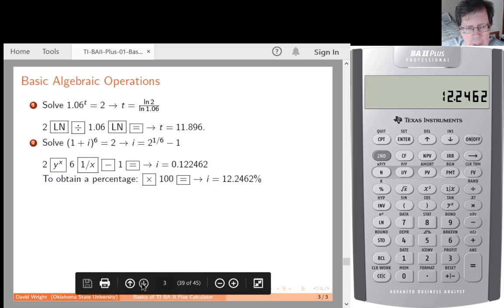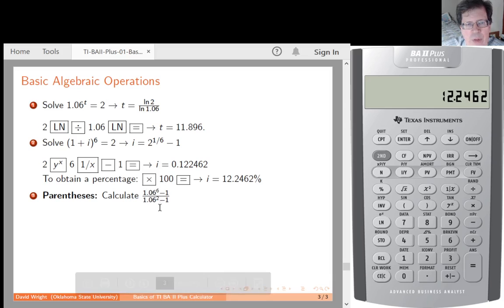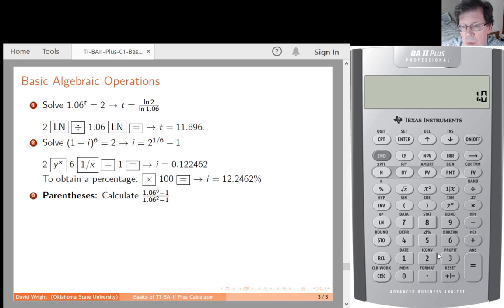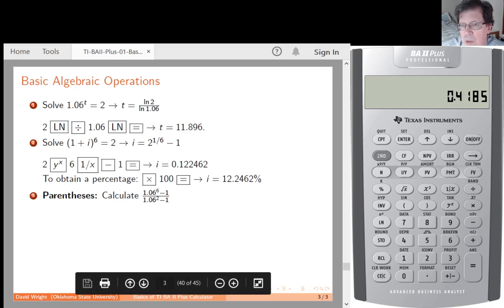Let's go on and do one more example. 1.06 to the 6th power minus 1 over 1.06 squared minus 1. This is going to demonstrate the parentheses keys. So the top is no problem. I can do that as 1.06 y to the x 6th minus 1, just like we did before. And that turns out to be 0.4185.